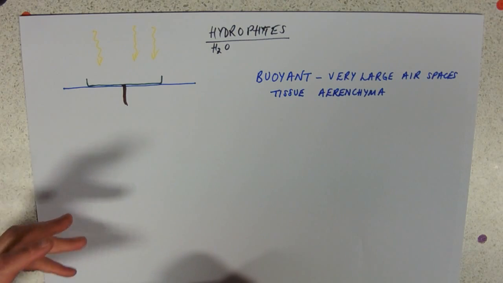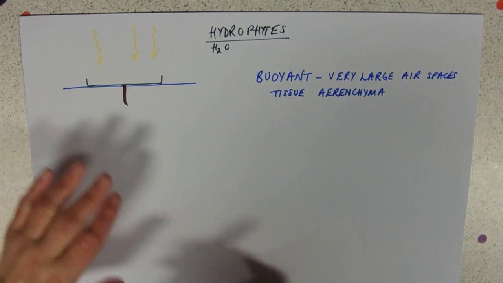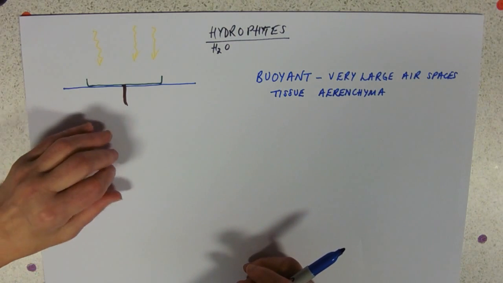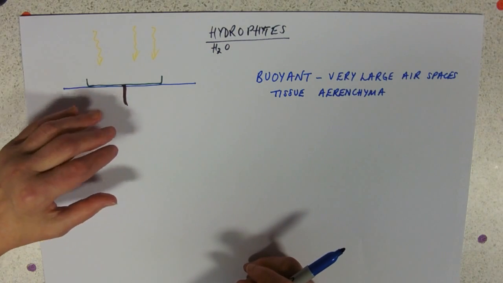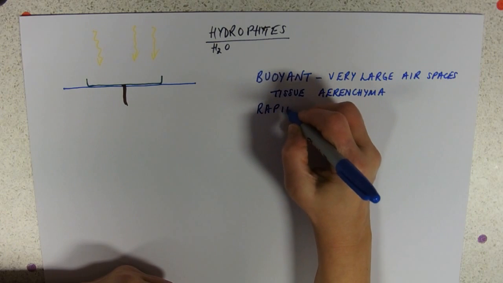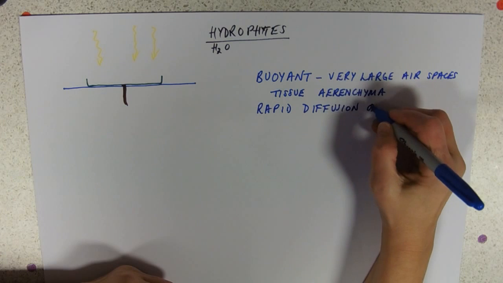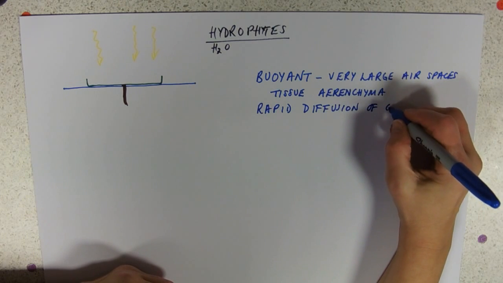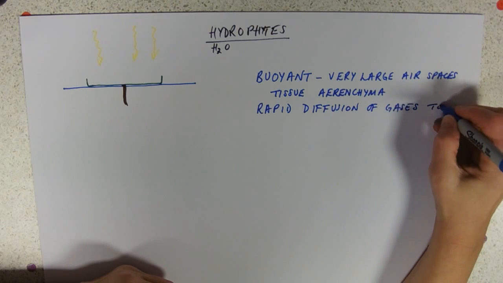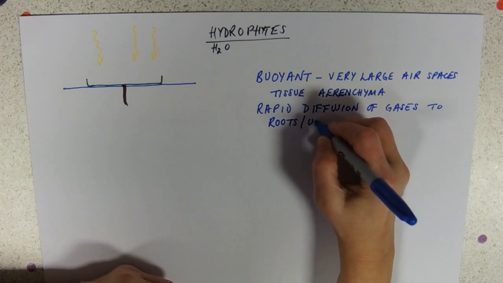Now the other advantage of having air spaces is that if they're very large, you've also got rapid diffusion of gases. And if you think about the bits of the plant that are underwater, they're not photosynthesizing, they're going to need oxygen. So you've also got rapid diffusion of, well, I'm going to put gases because they need to get rid of carbon dioxide as well, to roots or underwater parts.